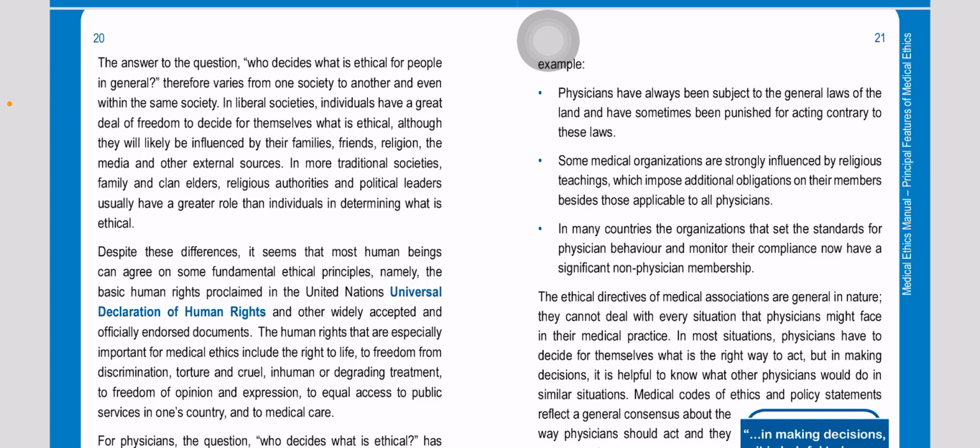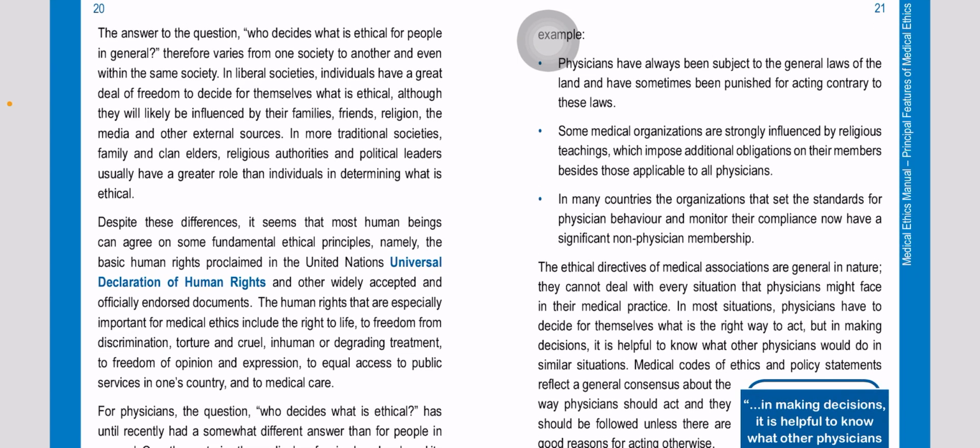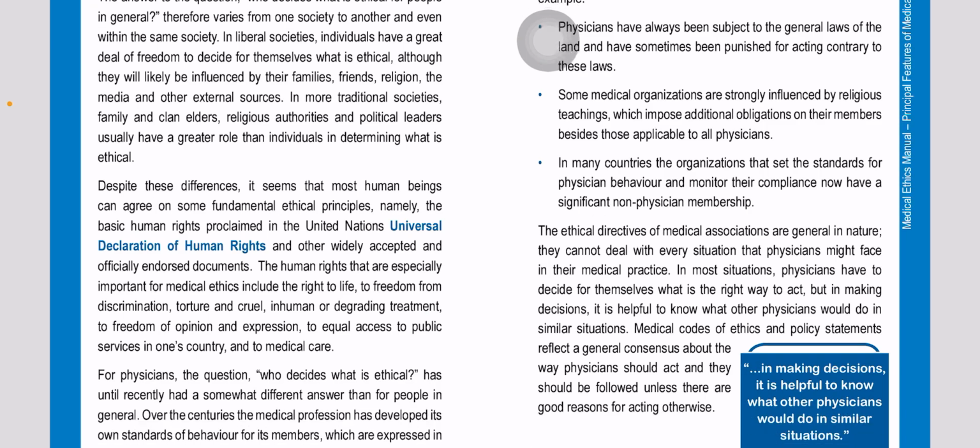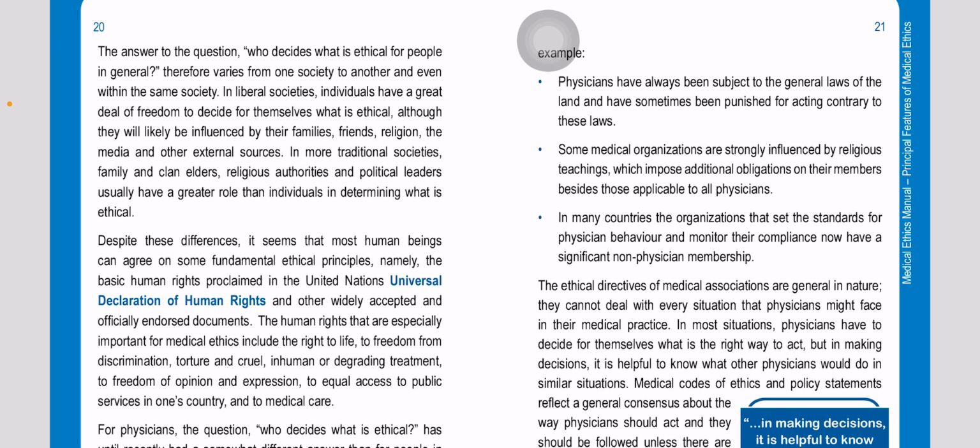For example, in other countries, abortion is accepted. However, in the Philippines, abortion is illegal. So, of course, it will also affect our ethical considerations. Another concept is euthanasia, mercy killing. In other countries, euthanasia is illegal. In the Philippines, euthanasia is illegal. In other parts of the world, it is accepted.